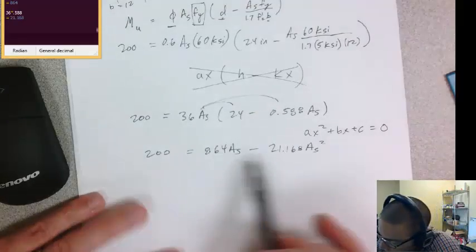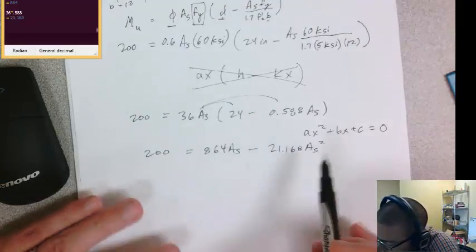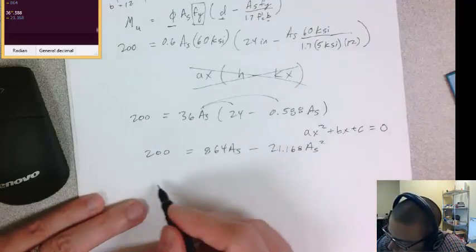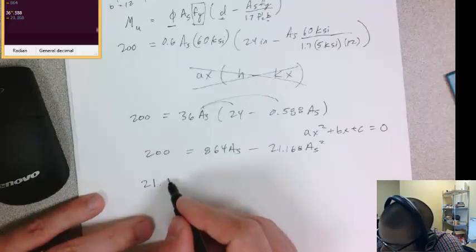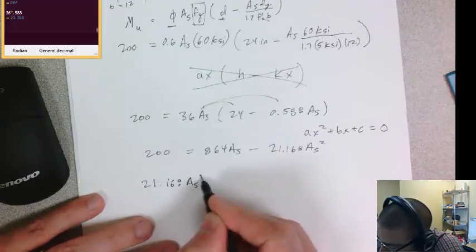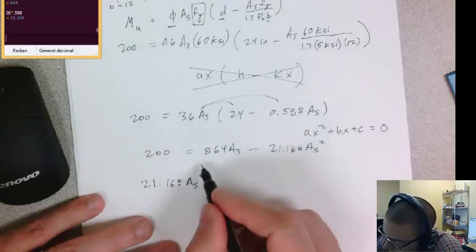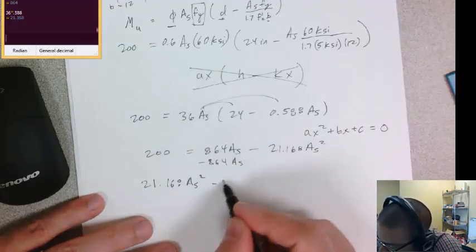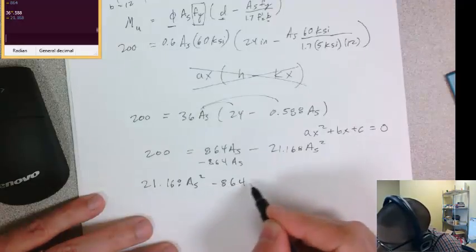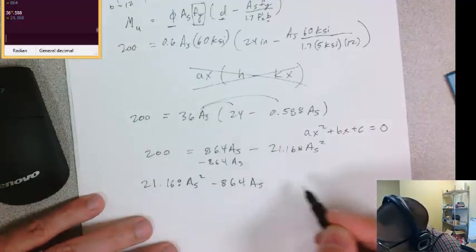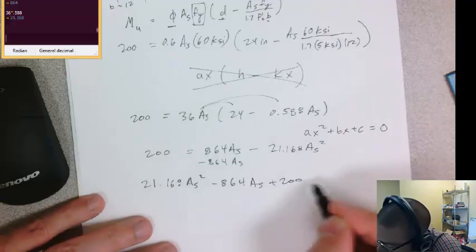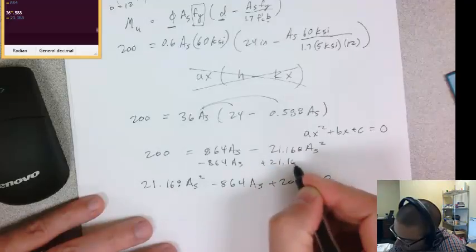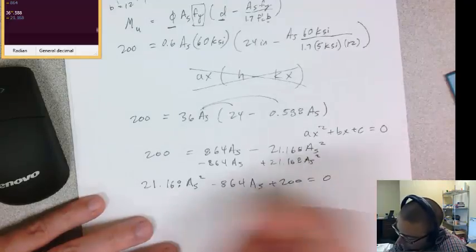Okay, so I multiplied. Now I have my a sub s's. Now I'm going to group them on the other side. So I'm just going to add 21.168 a sub s squared to both sides, and subtract 864 a sub s from both sides. So it brings it over to the other side as negative 864 a sub s plus 200 equals 0, right? Because I added 21.168 a sub s squared to both sides.